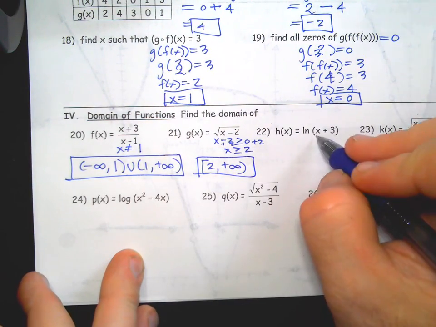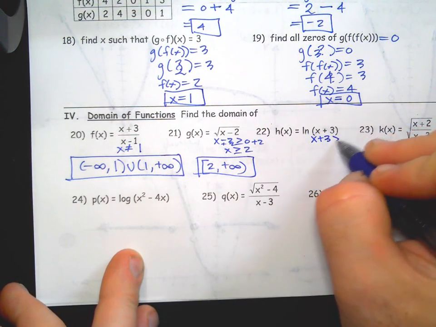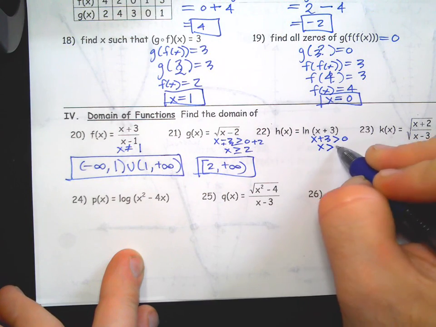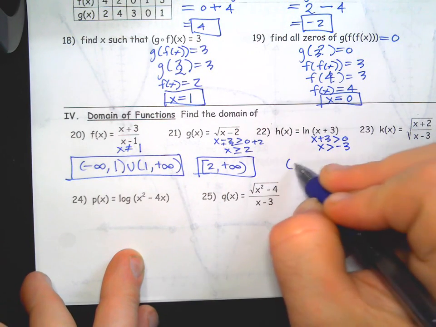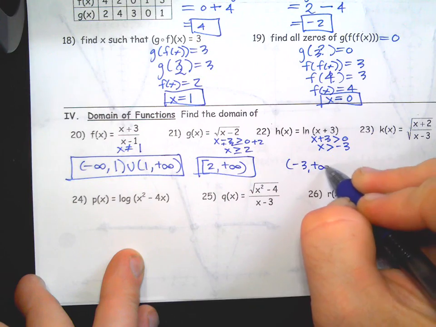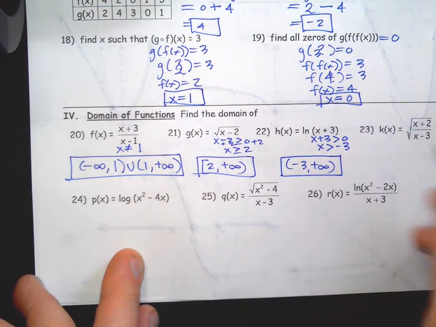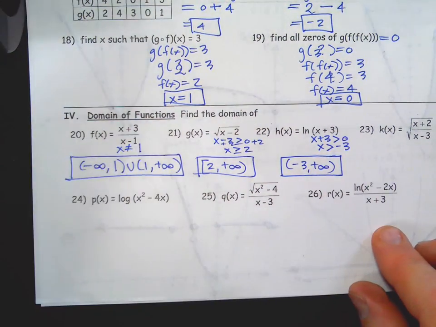Now, as interval notation, that's bracket 2 to positive infinity. Right? This one, the inside of logs has to be positive. So x has to be greater than -3. So that's going to be -3 to positive infinity, with parentheses, because it can't be equal to 0.